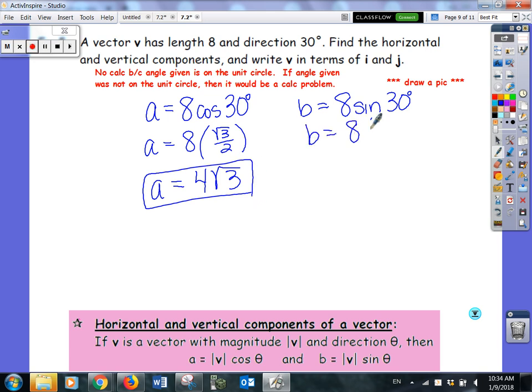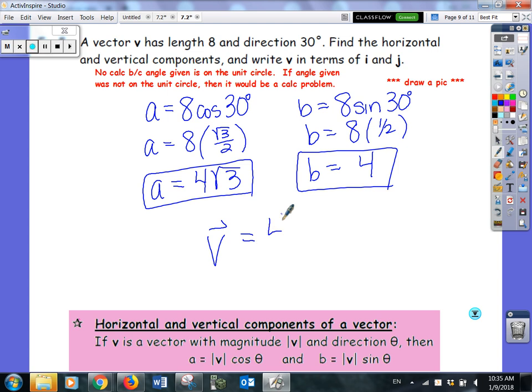Vertical is 8 times sine of 30. Sine of 30 is 1/2, so our vertical component is just 4. Again, following the directions, it says find the horizontal component and the vertical component, not put it in component form. It does say write the vector in terms of i and j. So our vector in terms of i and j is A, which is 4 root 3 i plus 4j.